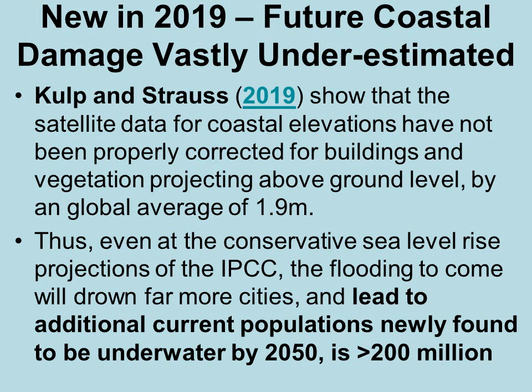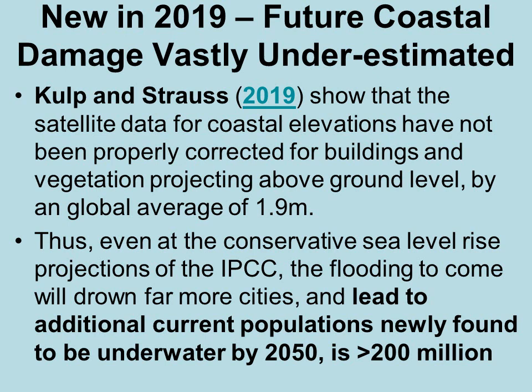Okay, this we didn't talk about though, and this is important. A very recent study, just a year old now, by Culp and Strauss, shows that satellite data for the coastal elevations have not been properly corrected for buildings and vegetation that are projecting above ground level. And the average wrong calibration is pretty darn high. It's 1.9 meters. That's about as high as a reasonably tall adult. And that makes a big difference.